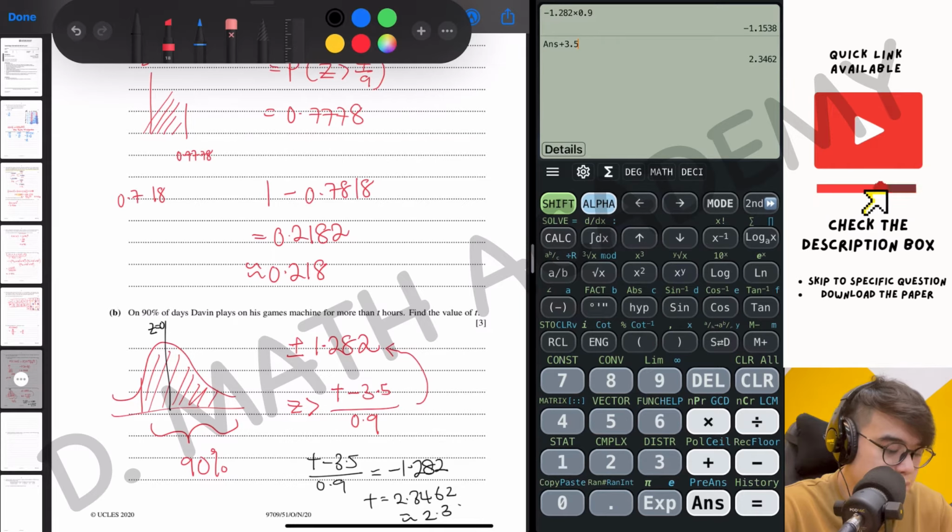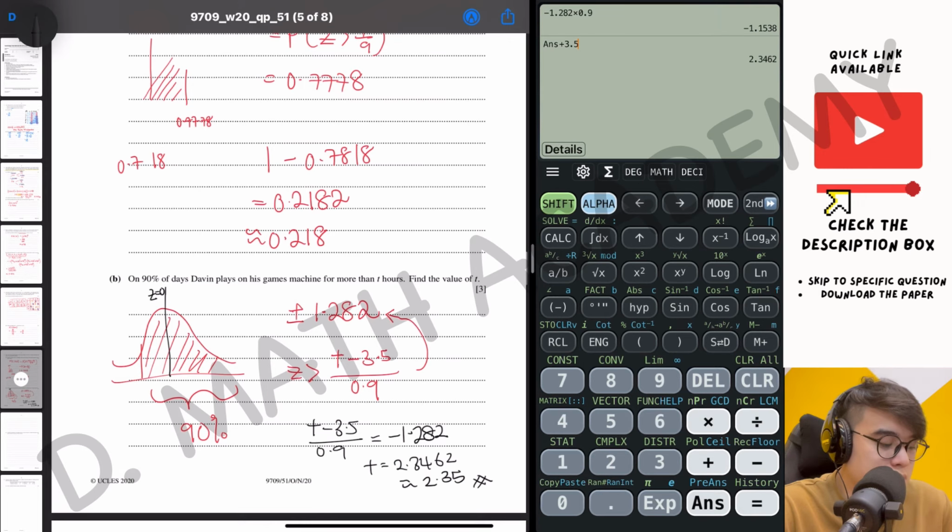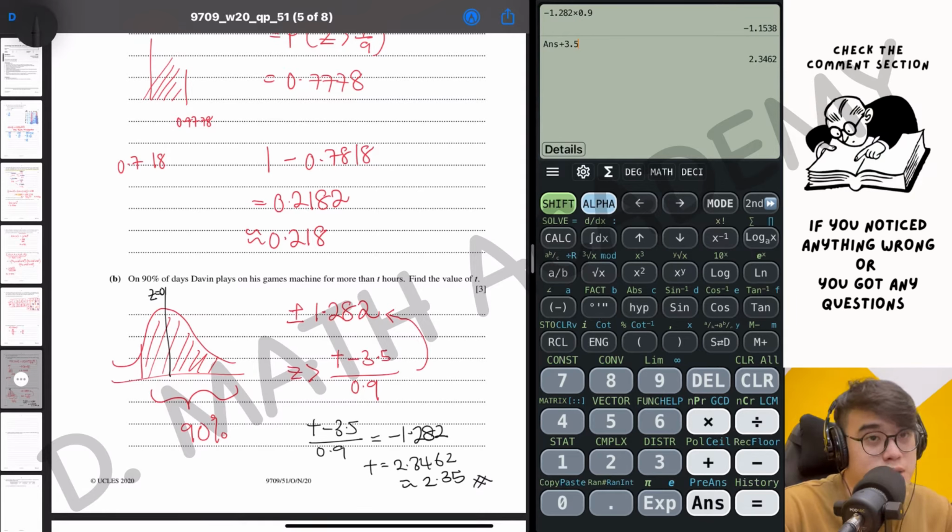Which is approximately 2.35 lah, if you were to write it in 3 significant figures. Okay, so the main assessment here is after you read the question, please draw it out. It will help you out a lot during the solving process. The keyword here was "more than", so you must know that it is more than certain hours here. That's how I know the shaded part that they were referring to was on the right hand side.